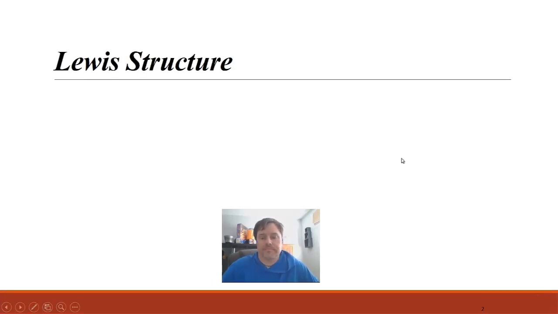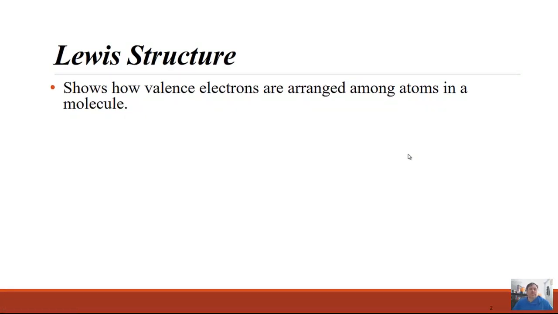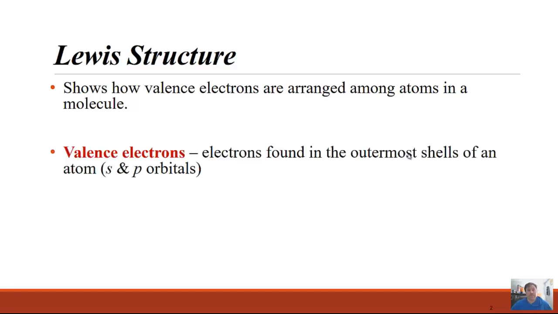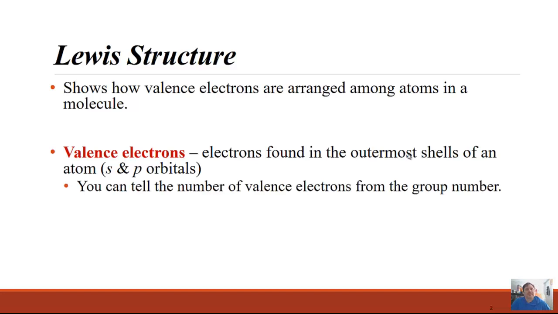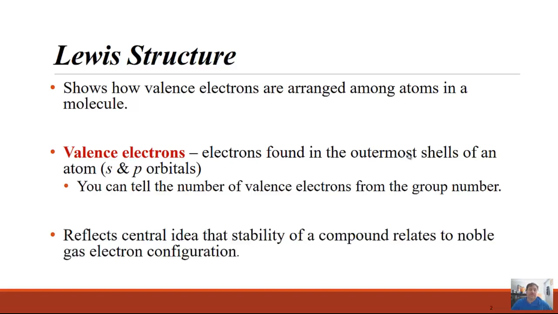All right, so Lewis structure, if you remember, we talked about Lewis dot diagrams, shows the valence electrons, how they're arranged among atoms in a molecule. Remember, molecule, think covalent compound. Valence electrons, remember, are electrons that are found in the outermost shell. We're talking the s and p orbitals. And we can tell the number of valence electrons by the group number if we look at our periodic table, or we just simply count from left to right and ignore our d block elements.